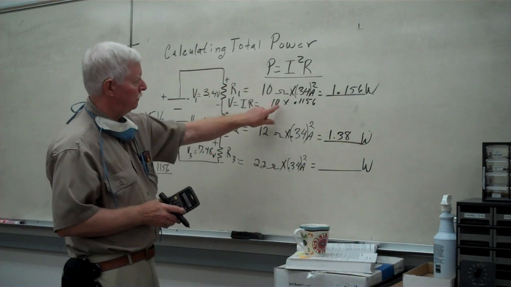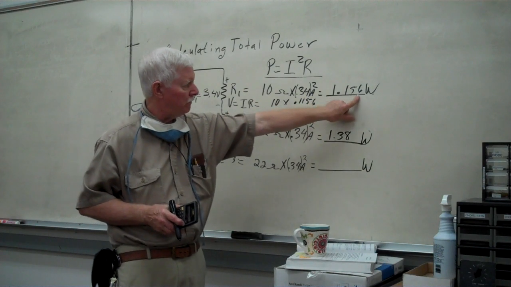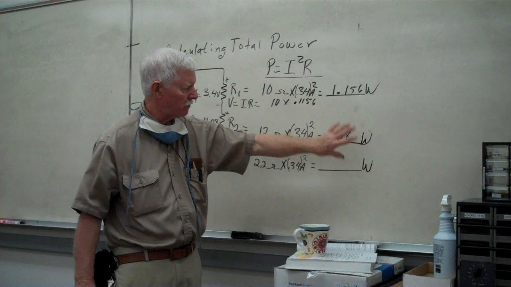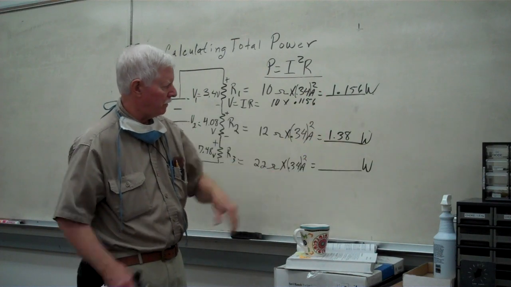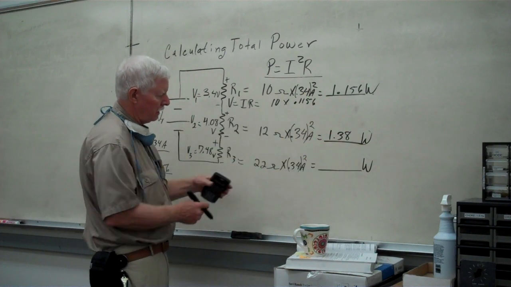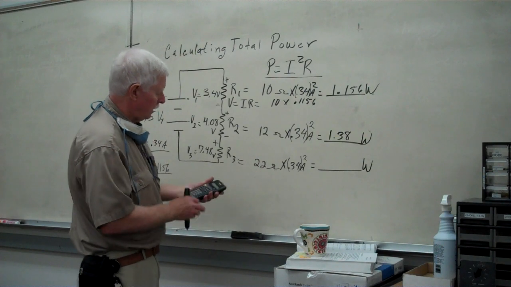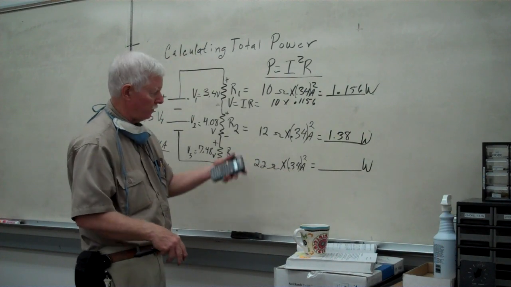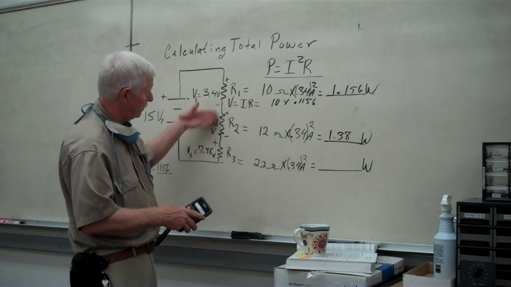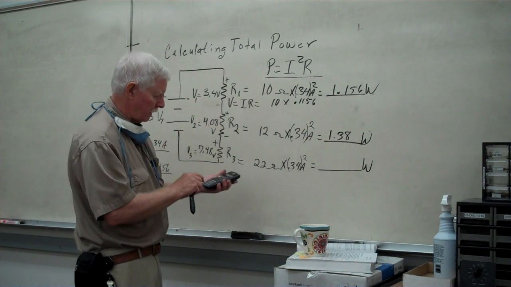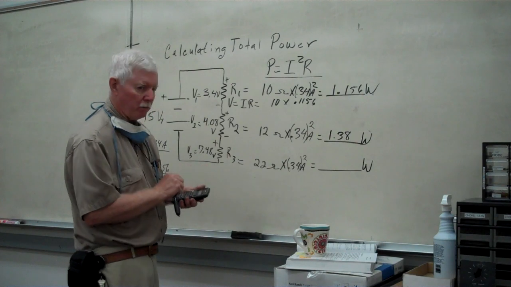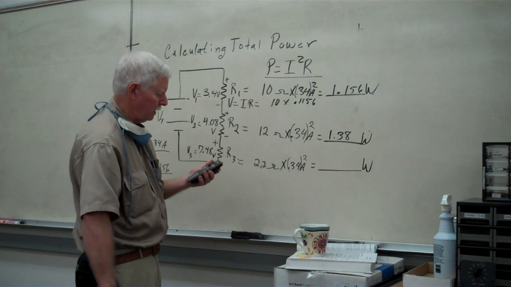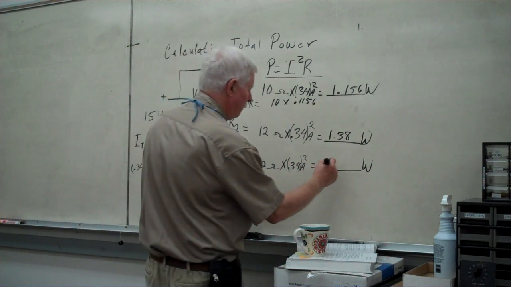So each one of these so far, this one is dissipating 1.156 watts. This one is dissipating 1.38 watts. Keep that on your chart as you go down through it. And let's calculate the power of this last one. The 22 ohm resistor has the same amount of current flowing through it because the current through a series circuit is the same. So we recall our 0.1156 and take that times 22. This gives us 2.54 watts.